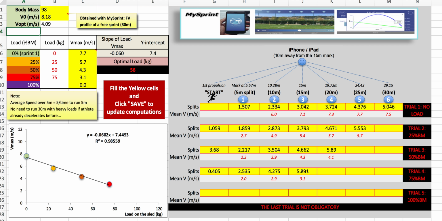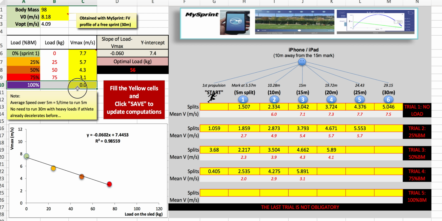Okay, so this is the spreadsheet to determine the optimal loading, which is the load against which the velocity will be decreased by 50%, which corresponds to the maximum power output zone. So basically here you need to do 5 sprints. But in our practice, we observe that only 4 sprints are necessary.